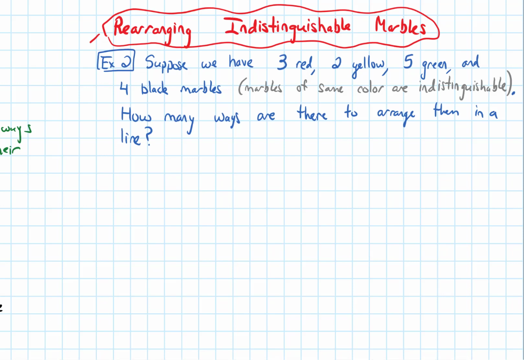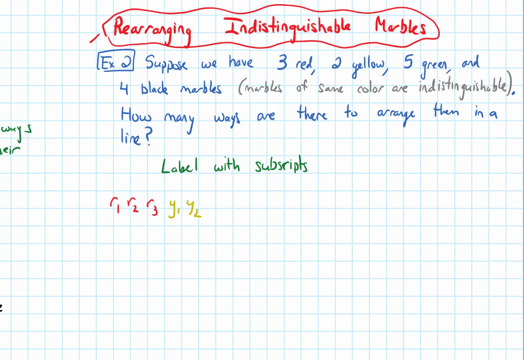So to get started, let's label our marbles as letters. And because we're going to have multiple marbles that are the same color, let's initially label them with subscripts. Okay, so we have 3 red marbles, so I'm just going to write R1 for the first red marble, R2 for the second, R3 for the third, and then 2 yellows, so I'll write Y1 for the first, Y2 for the second.